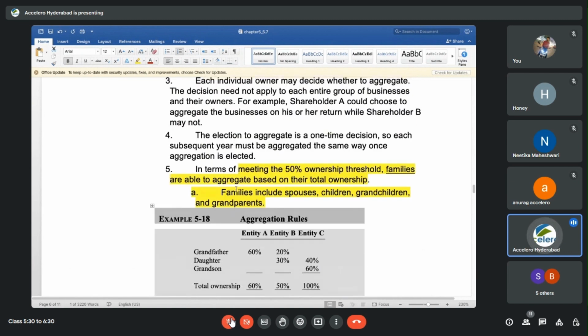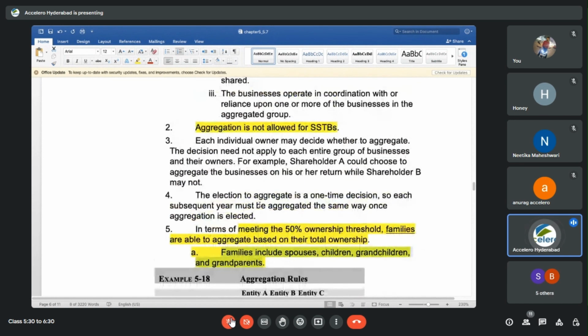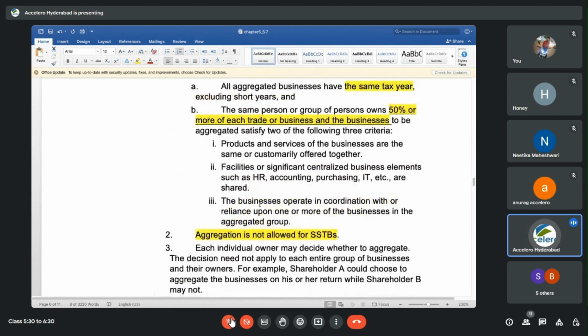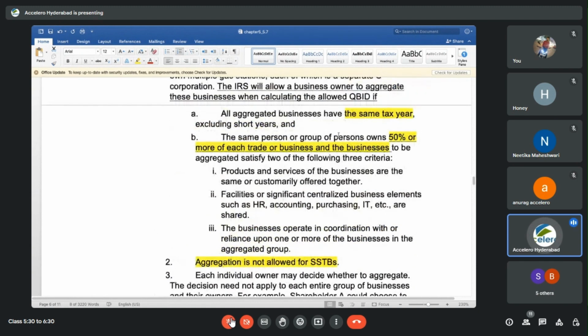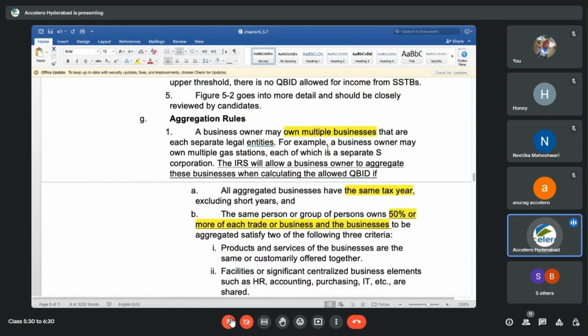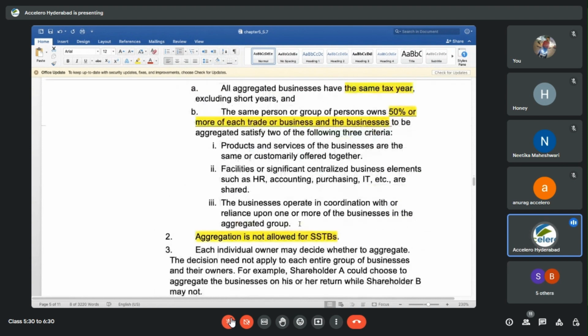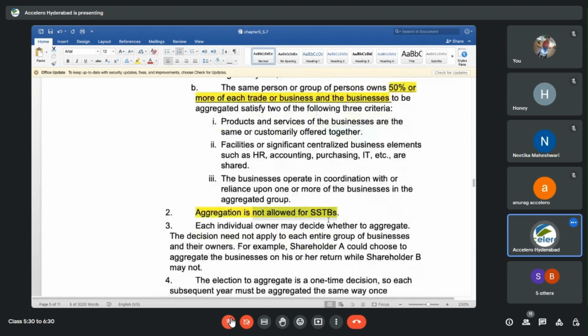So what they're saying is we will apply all this aggregation rule to the entire family and see what is allowed, what is not allowed. And if the family owns more than 50%, then you'll probably get the deductions and all. But these rules are not applied to SSTBs, because SSTBs don't even get that big a benefit.